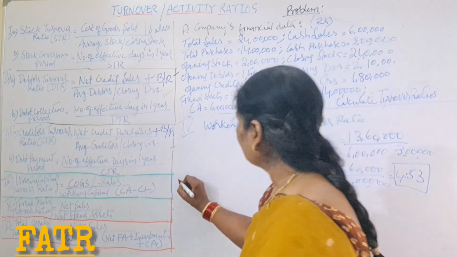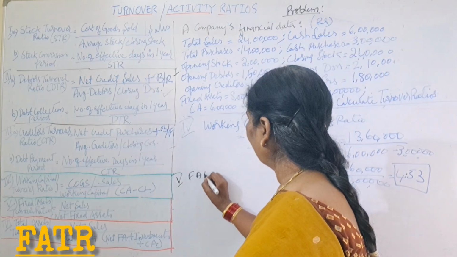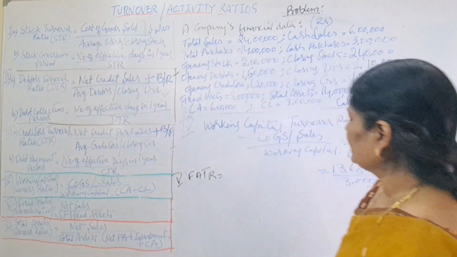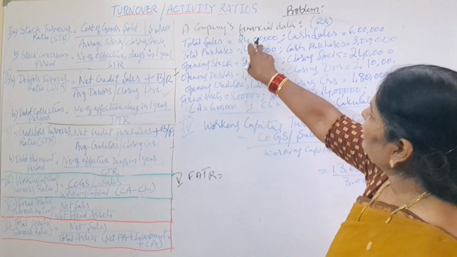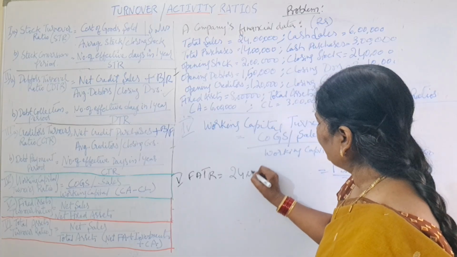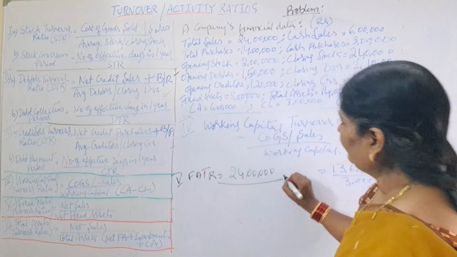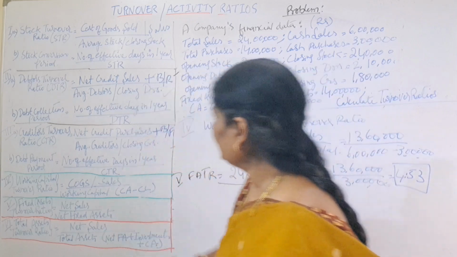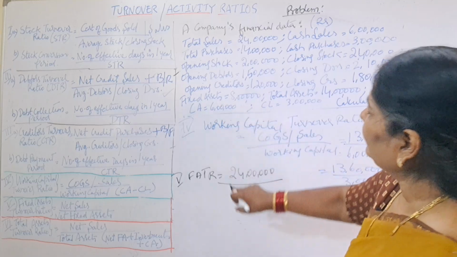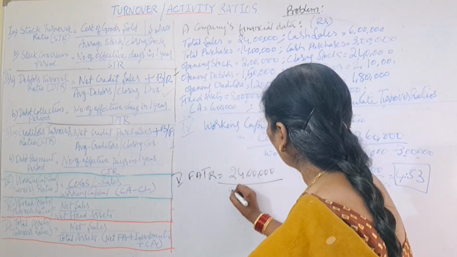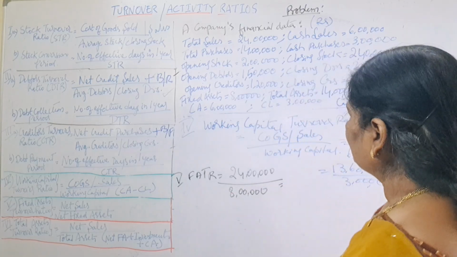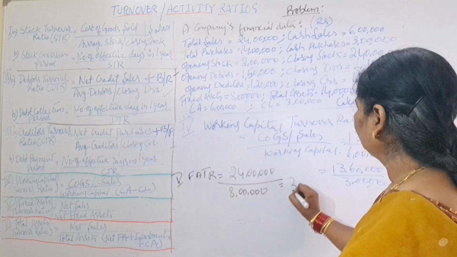So the fifth one is the fixed assets turnover ratio. I am writing FATR. What's the formula? Net sales by net fixed assets. What is our net sales amount? Because we do not have any sales returns, we can take 24 lakhs directly. So 24 lakhs divided by net fixed assets. Here we do not have any depreciation, so we can take the fixed assets directly. I am taking the fixed assets amount as 8 lakhs. So this is 3 times.